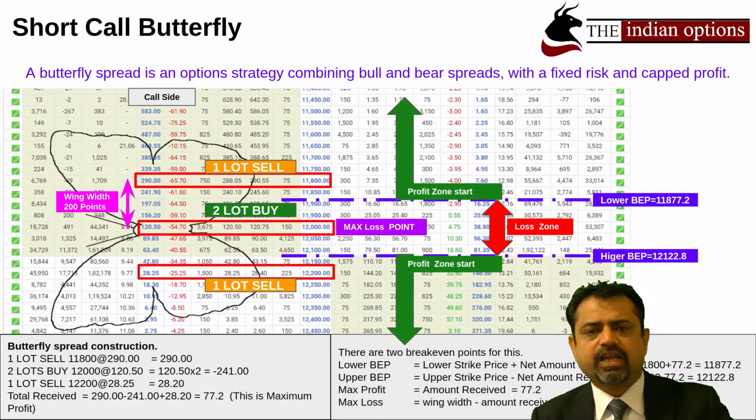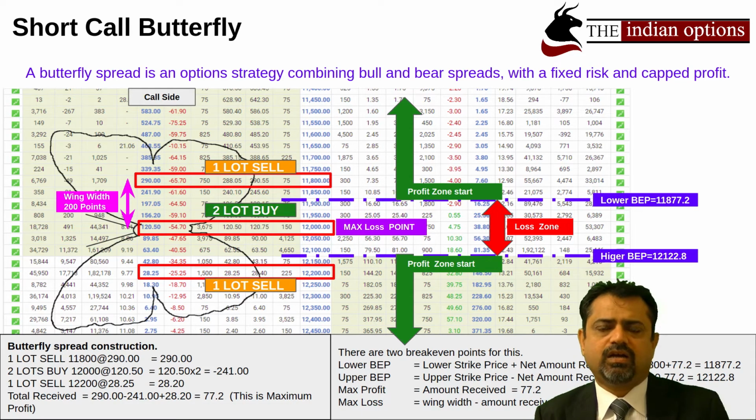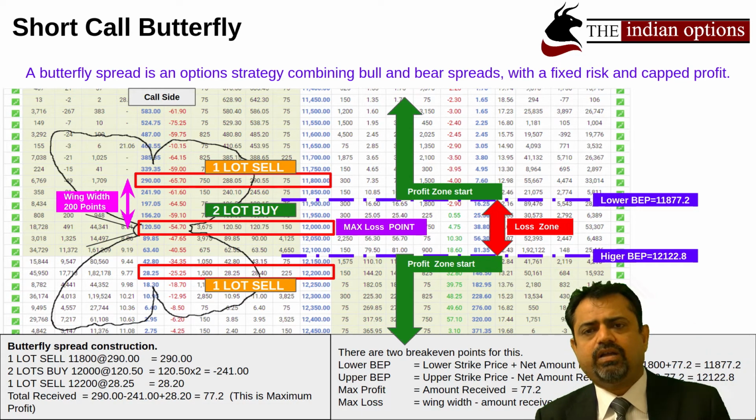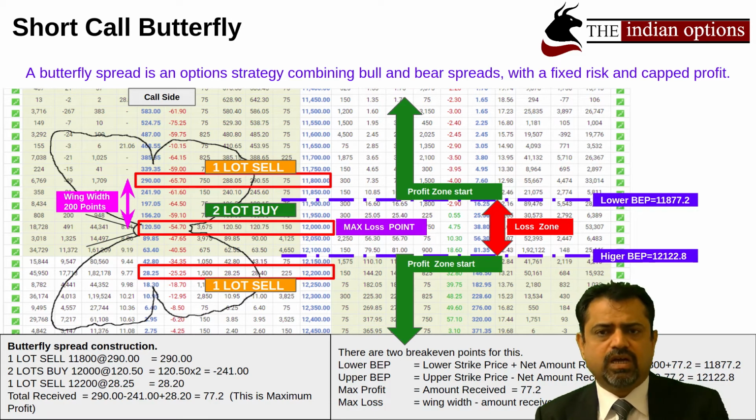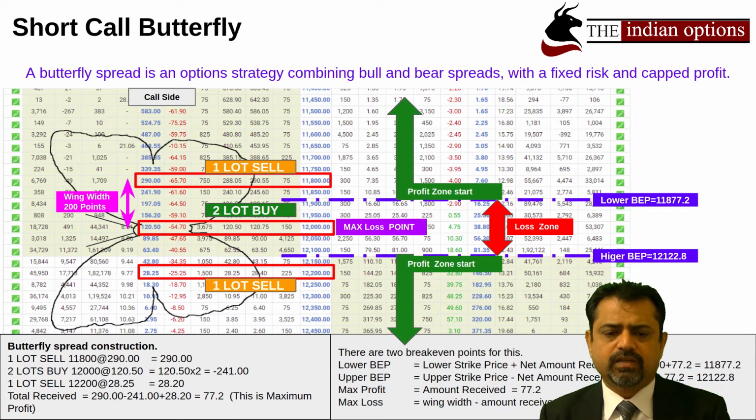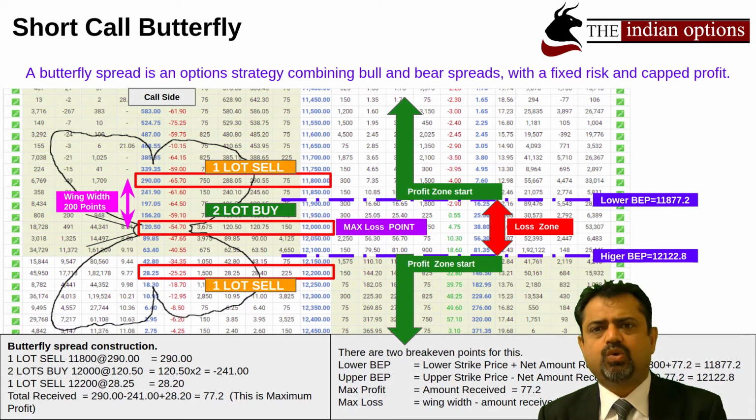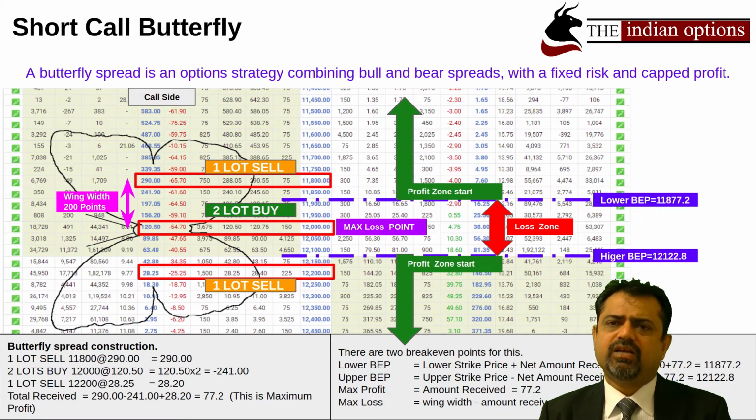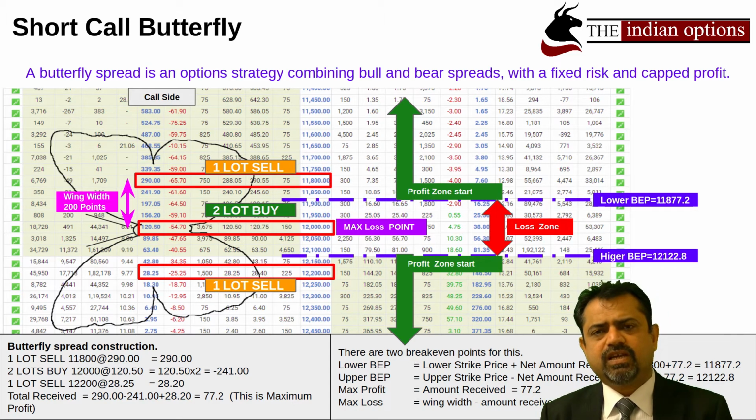Now, which means that again, if you do the calculations, on the screen at the left hand side bottom, I have done the calculations there. You will notice that the maximum profit that you are going to get is 77 rupees and 20 paise. This is going to be your maximum profit. So how much is going to be the maximum loss? It is the wing width, that is again 200 here, as in the same example as previous, minus the money that you have received, that is 77.2.